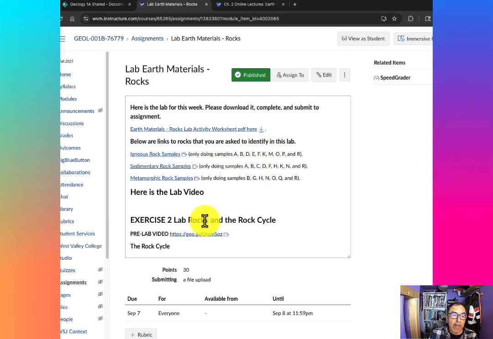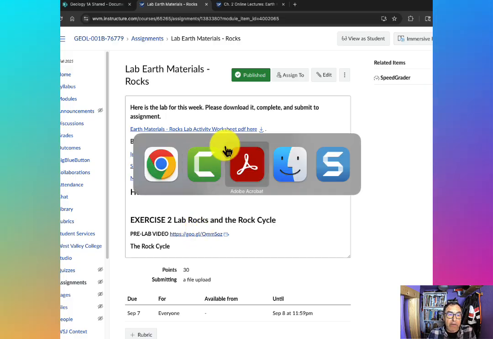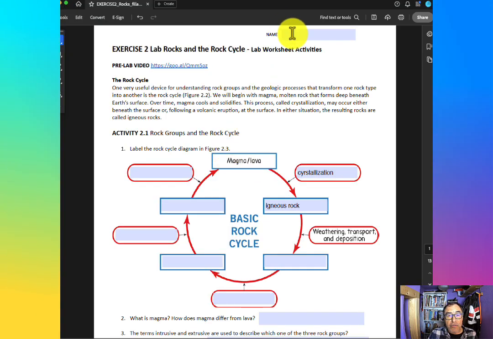Also, this lab, I've taken parts of it from a lab book that has their own pre-lab video, so you can watch this and see how they go through their explanation of the lab. But you'll see that much of what they do I'm going to show you how to do right now in this video here. So I've already downloaded the lab, so we'll take a look here at our PDF, which is fillable. So make sure you put your name up here.